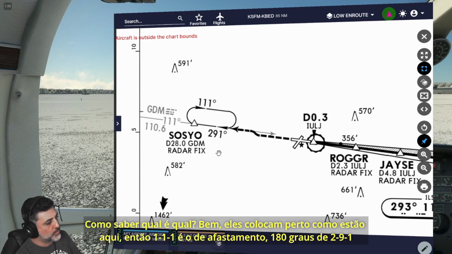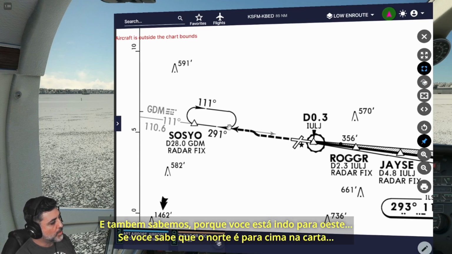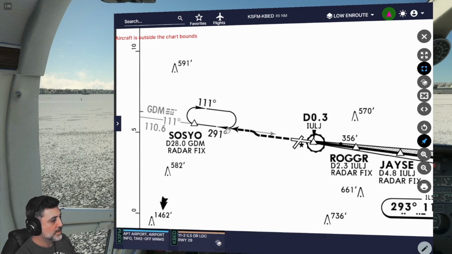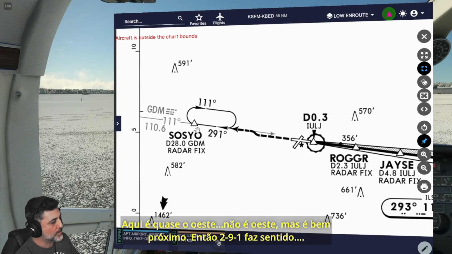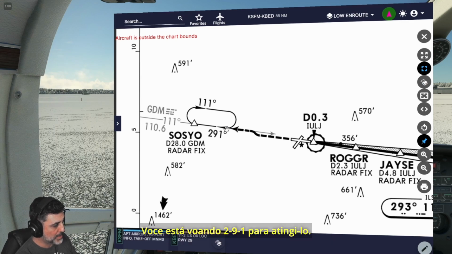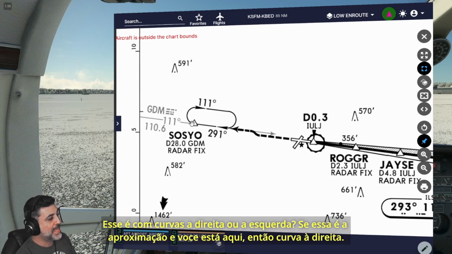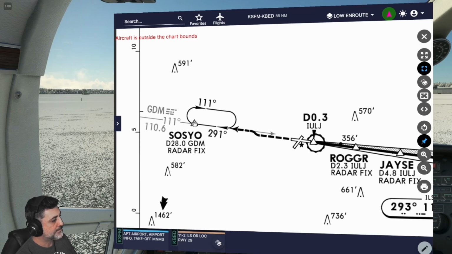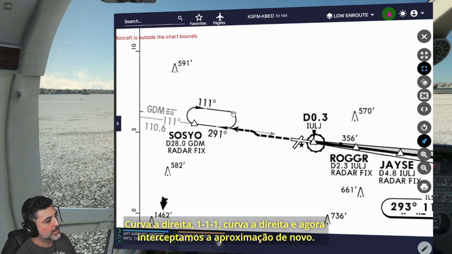Well, how do you know which is which? Well, they put them close to where they are, right? So 111 is the outbound here, the reciprocal, 180 degrees from 290.1. And you also know because you're going pretty much west. If you think the north is up on a chart, this is almost west. It's not exactly west, but it's almost west. So 290.1 makes sense that you'd be flying to hit it. Then, is it right turns or left turns? Well, if this is the inbound and you're here, this is going to be a right turn. We're looking at it from above, right? Right turn, 111, right turn, and now intercept the inbound again.